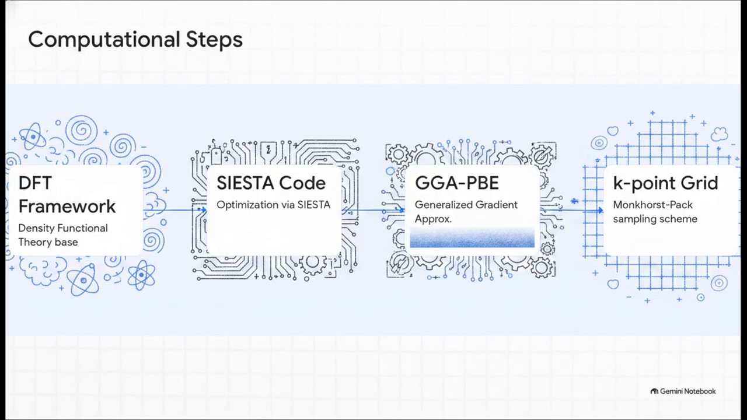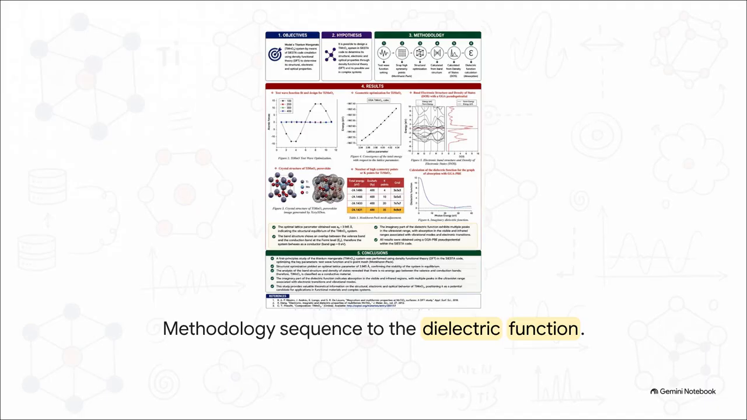We built our foundation entirely on density functional theory, or DFT. Using the Siesta computational code, we optimized our parameters with a generalized gradient approximation, specifically the PBE functional. And to guarantee everything was completely reliable, we ran rigorous convergence tests and applied the Monkhorst-Pack scheme for high-symmetry K-point sampling.